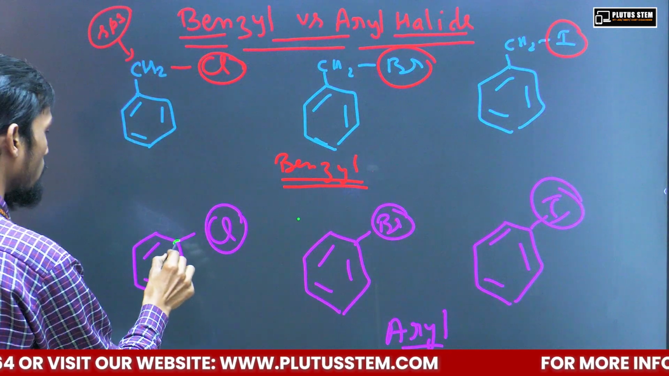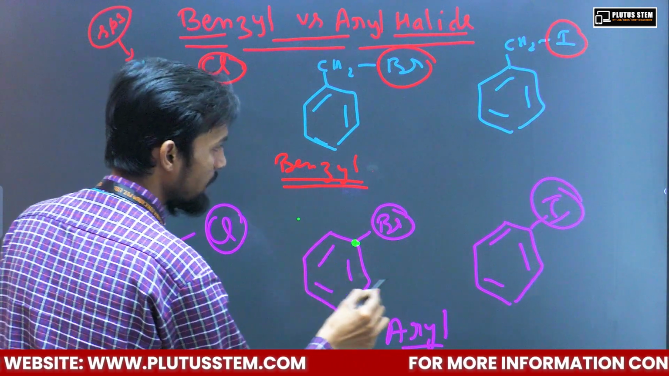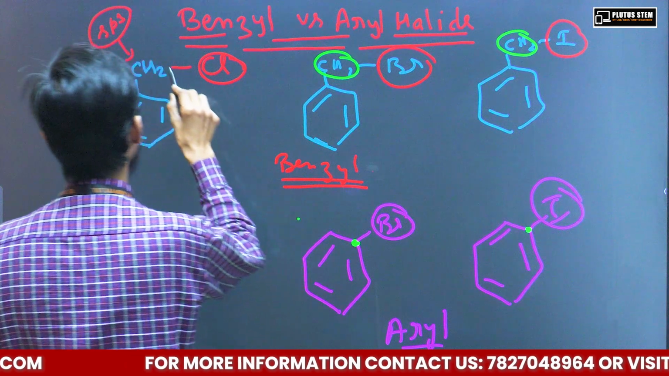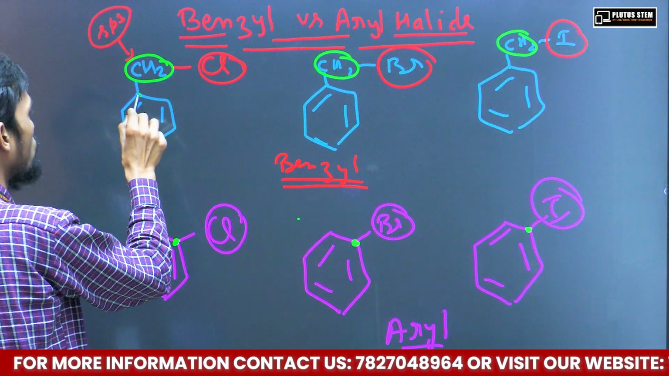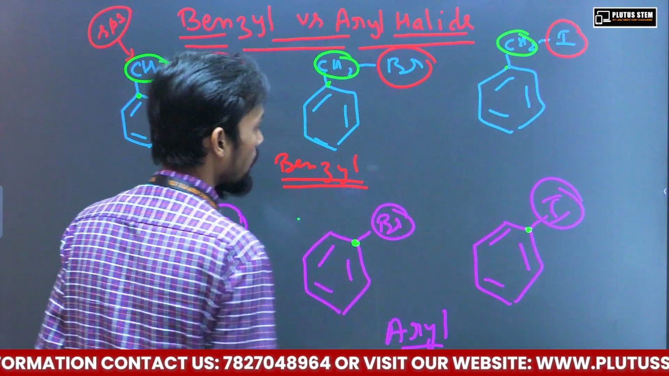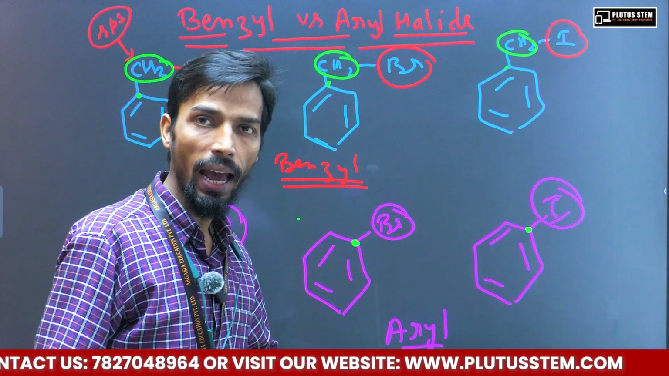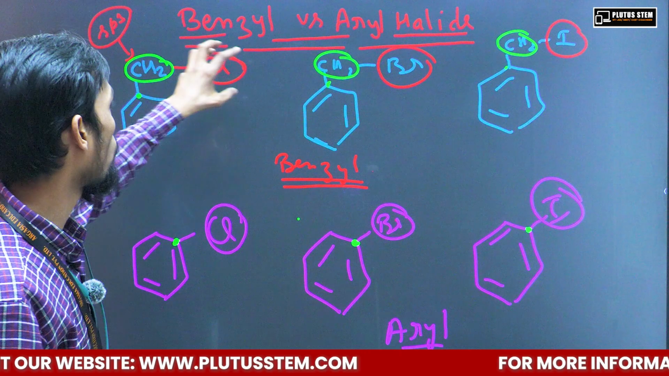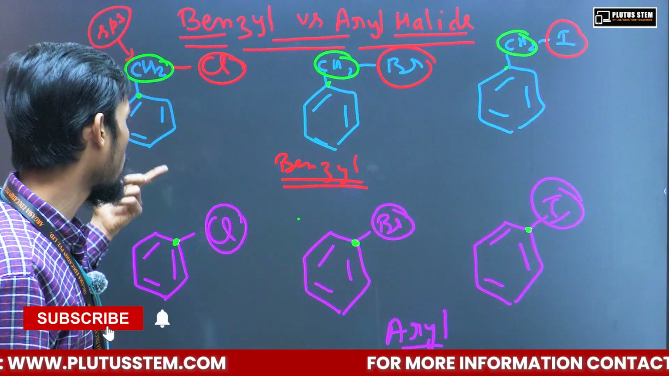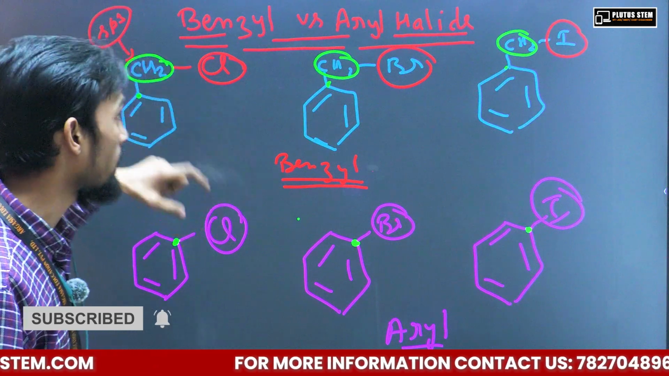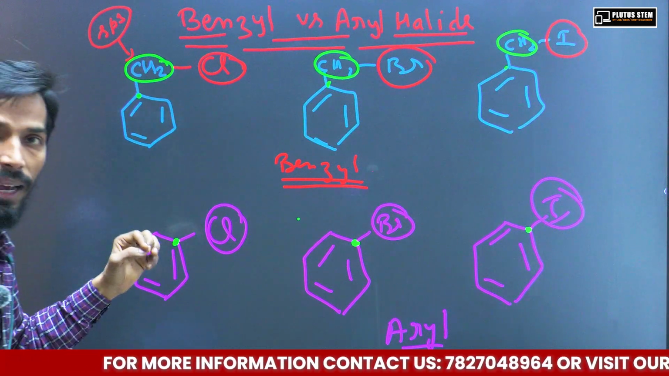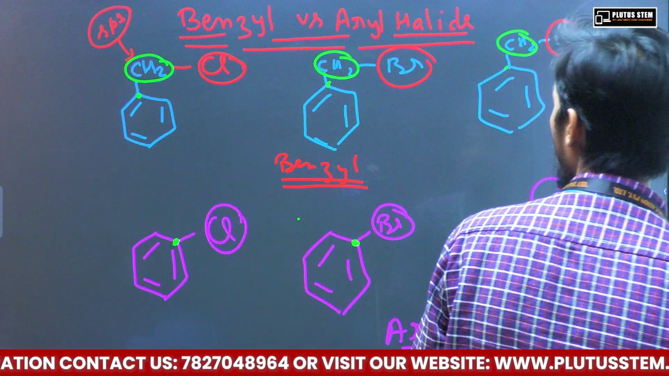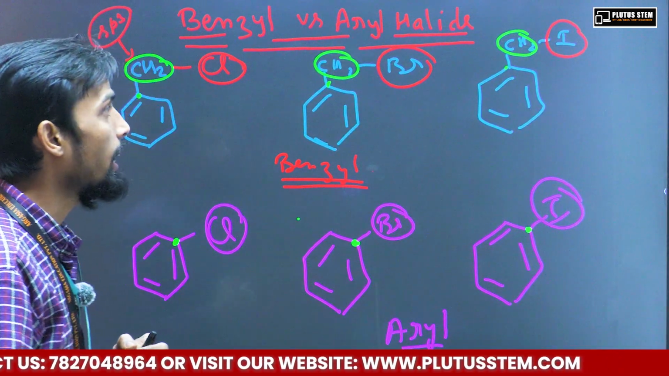So the basic difference is that in this, the halogen is attached directly at the benzene ring, but here the attachment is CH2, which is sp3 hybridized, and that is directly attached to this benzene. In aryl, the halogen is directly linked to the aromatic carbon, but in benzyl the halogen is not directly attached to the aromatic ring. There is something in between, that is CH2 over here, an sp3 hybridized carbon, linked to this aromatic carbon. This is the major difference between benzyl and aryl halide.